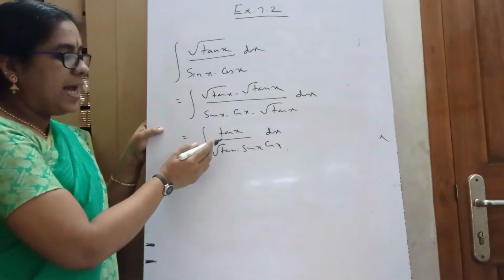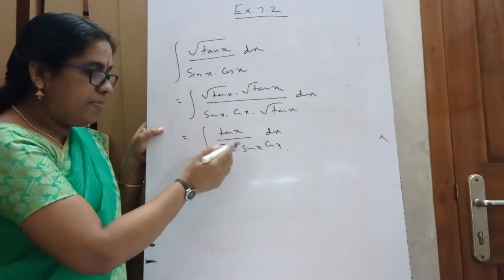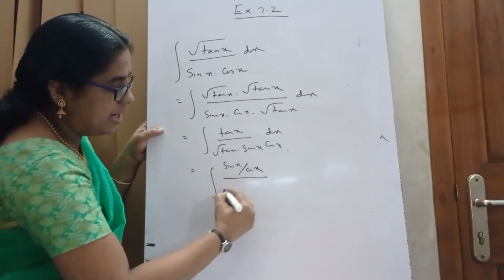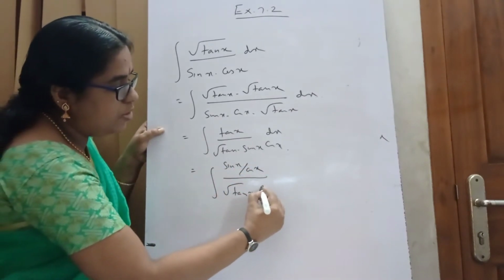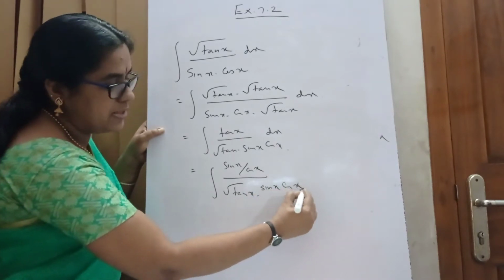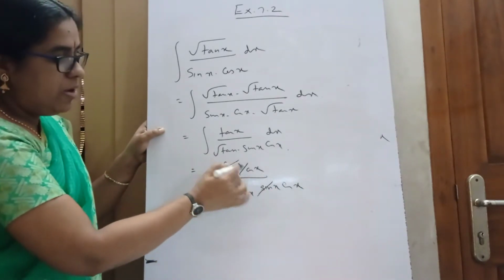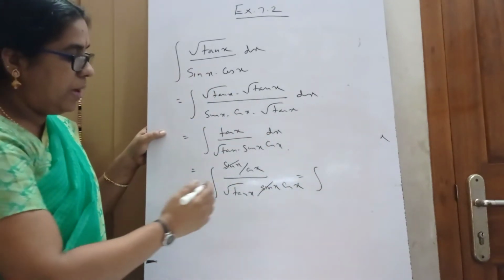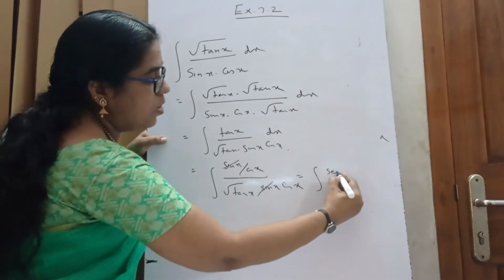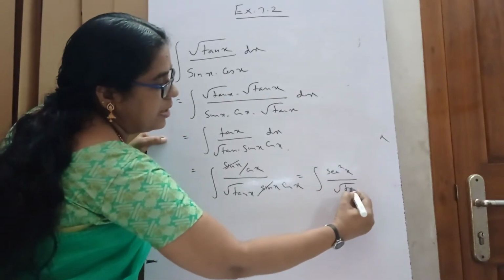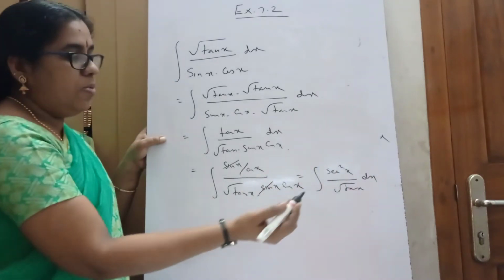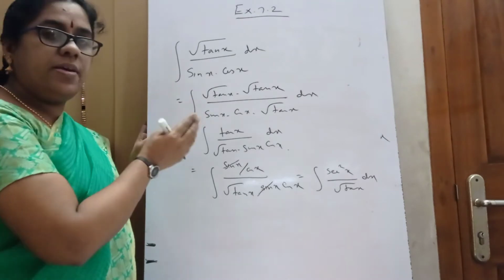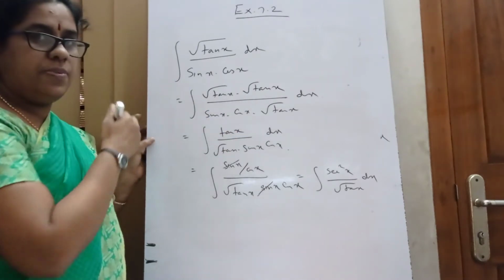Then we can write tan x as sin by cos. Integral sin x by cos x divided by root tan x into sin x into cos x. One sin x will get cancelled, leaving 1 by cos square x. We get the same form that we got in the earlier step, that is 1 by cos square x becomes sec square x divided by root tan x. The same method we can follow. We can use the substitution method, tan x equal to u, to get the answer. So we can use any method, this or the previous one.